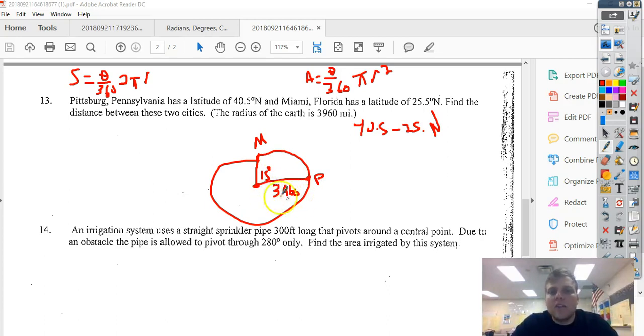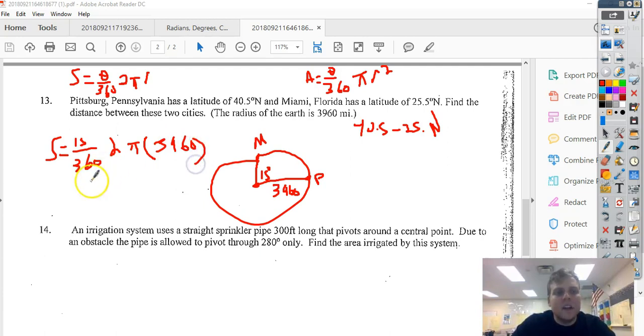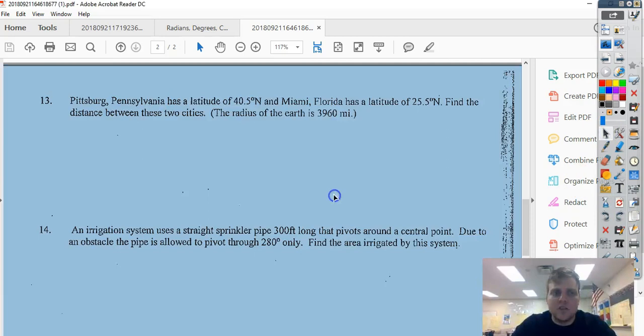So they also give us the radius is 3960, and they want to know the distance between these two cities. Well, that's just an arc length. So I can just say S is equal to 15 degrees over 360 times 2 times pi times 3,960. And you can round it to the nearest tenth. I'm going to let you do that in your calculators and figure the rest of the answer out. It's just one step, plug it in the calculator. Let's move on. I'll get you started on number 14.